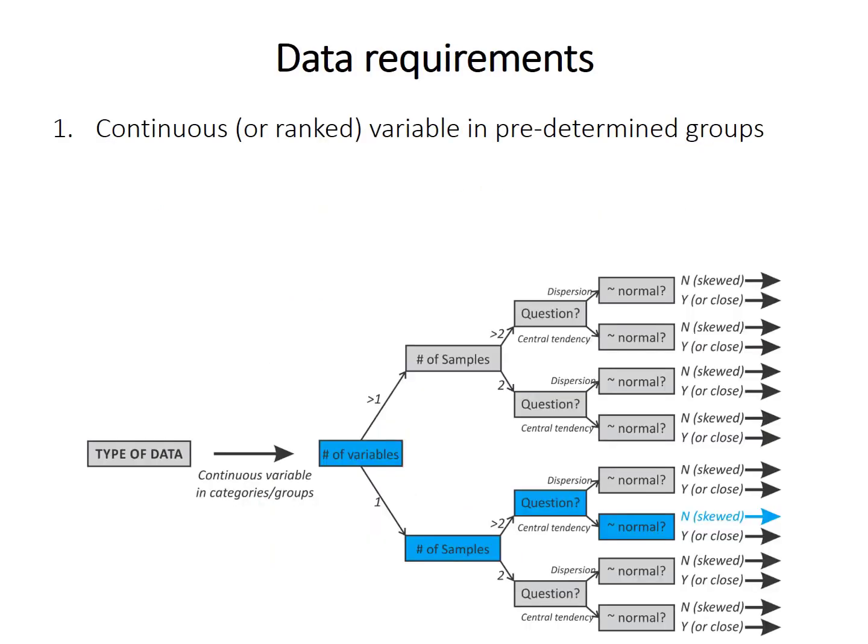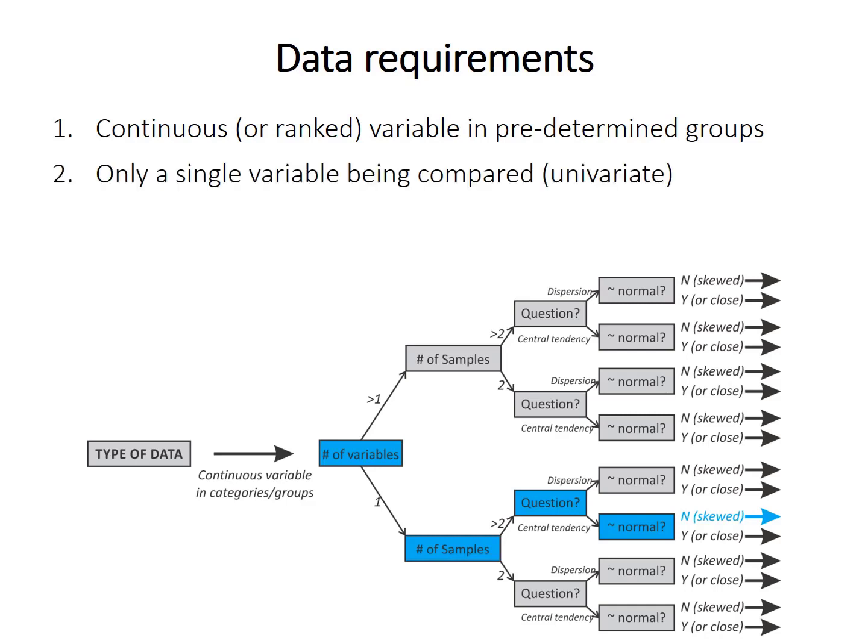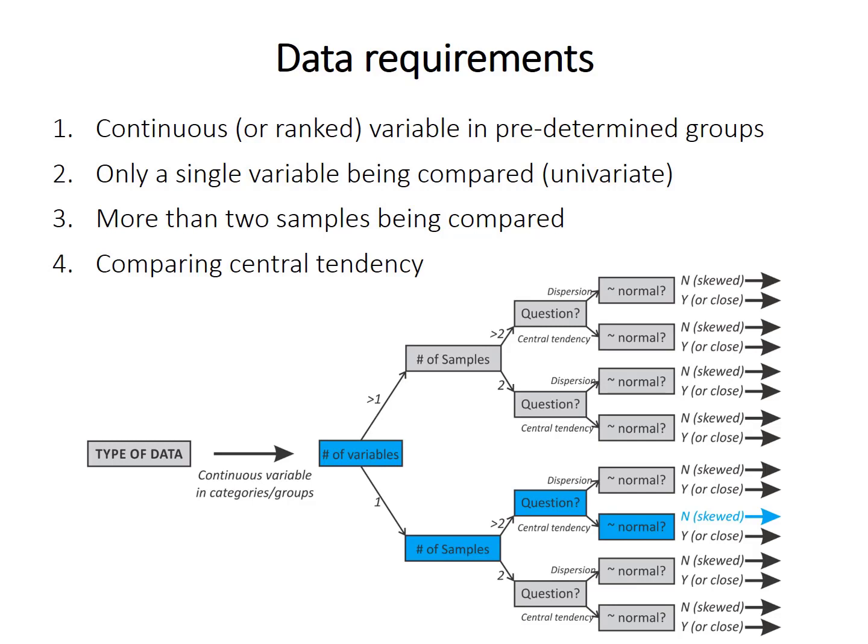So the test requires that your data be continuous variables in predetermined groups or samples. Because it is a rank order method, you can also use ranked data. This was the case we saw in the Mann-Whitney U test in the previous video. The test is a univariate one, so you must be comparing only a single variable among the samples, but it is designed to handle more than two samples. And as mentioned before, it compares central tendency among the samples, and because it is non-parametric, there is no requirement that the data be normally distributed.